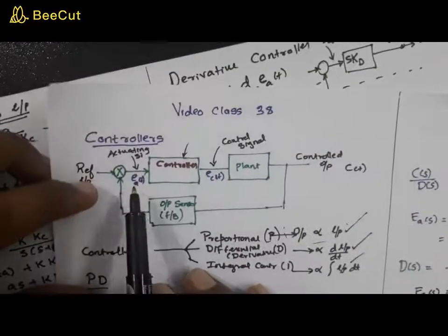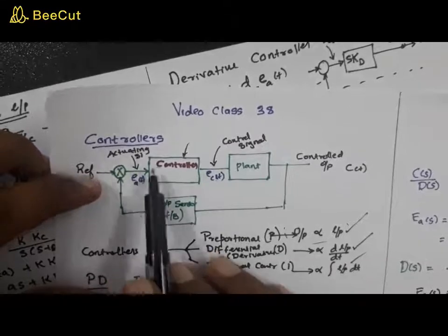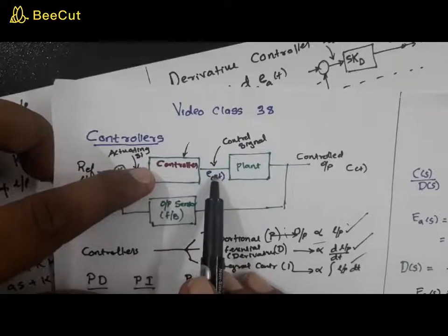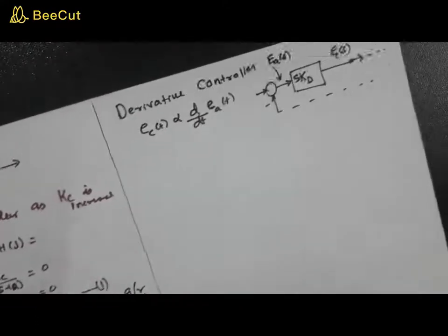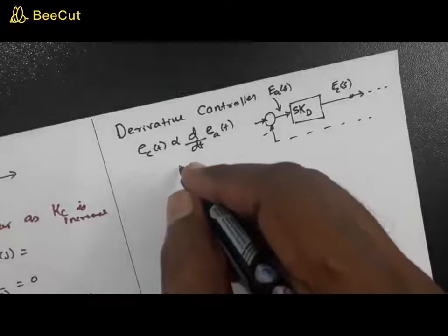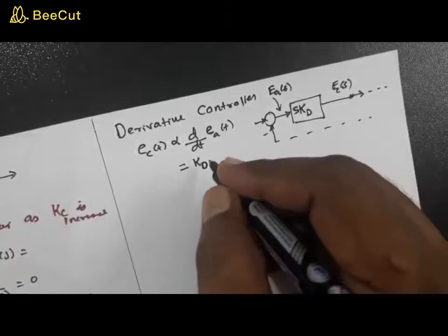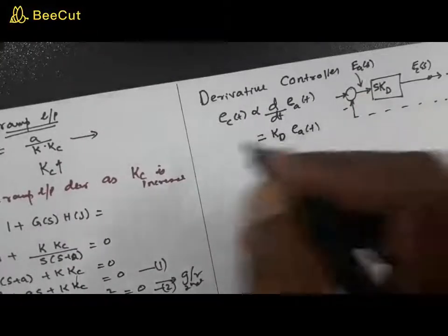So we have started from the basic block diagram, where Ec of t is the controller output and Ea of t is the actuating signal. The controller will now give an output not proportional to Ea of t, but proportional to the derivative of Ea of t. It can be equated with a constant of proportionality, which I'm calling Kd. In the previous case I called that Kc, while in this case you are calling it Kd, so Kd into the derivative of Ea of t is Ec of t.